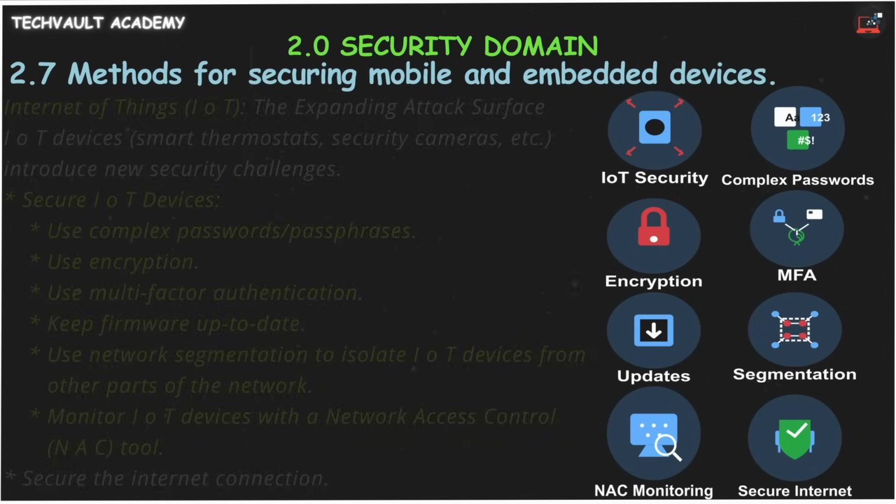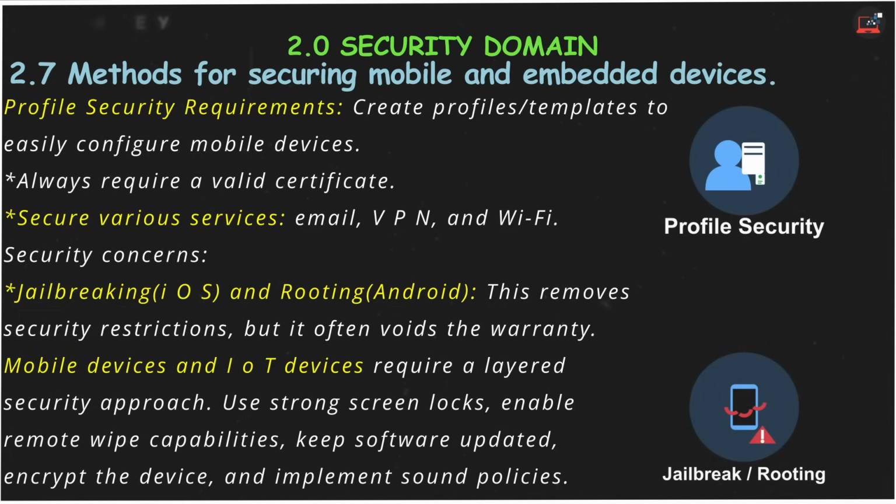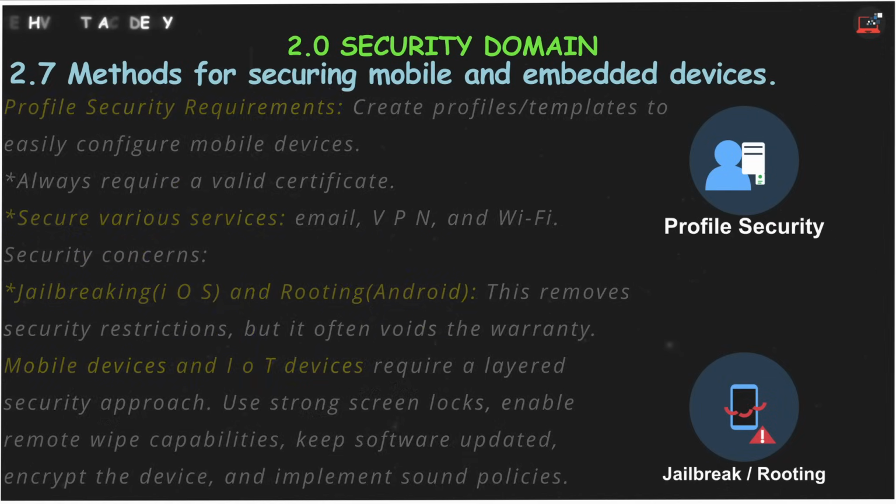Secure the internet connection. Profile security requirements: create profile templates to easily configure mobile devices. Always require a valid certificate. Secure various services: email, VPN, and Wi-Fi. Security concerns: jailbreaking iOS and rooting Android. This removes security restrictions, but it often voids the warranty.